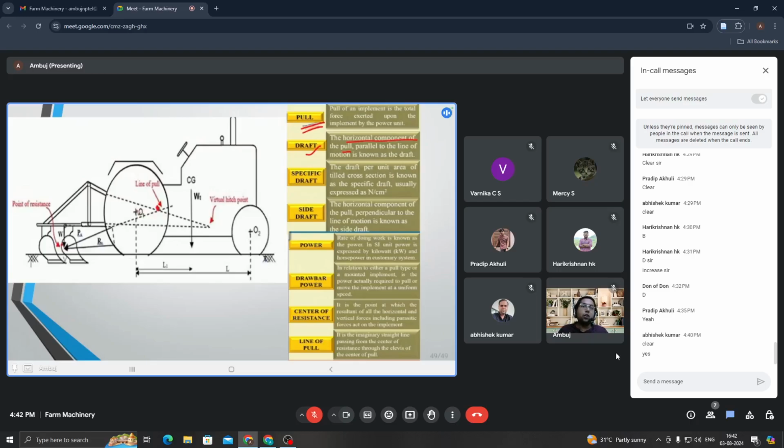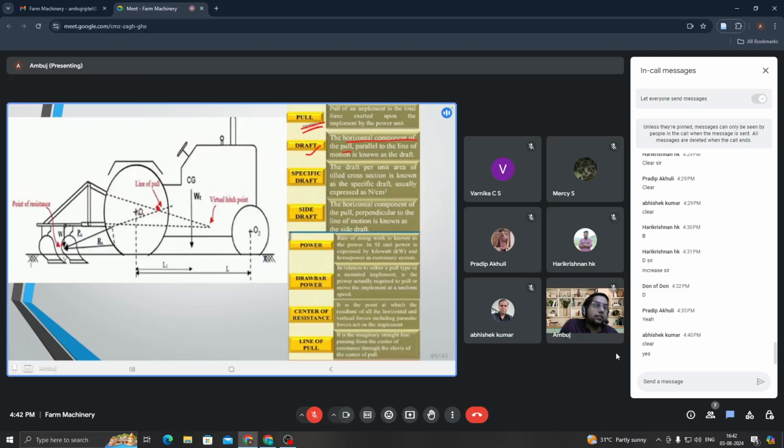And what is line of pull? Line of pull is nothing but an imaginary straight line which passes from the center of resistance, and we extend it towards the center of pull. That is my line of pull. All the definitions I have written here, also I have shown you a visual picture so that your understanding about these particular concepts is rock solid. Okay, great. Understood?